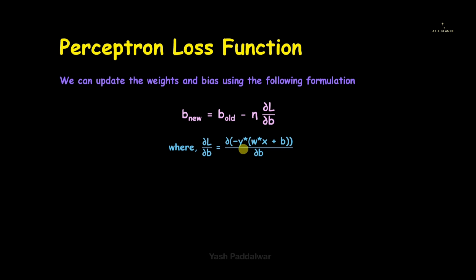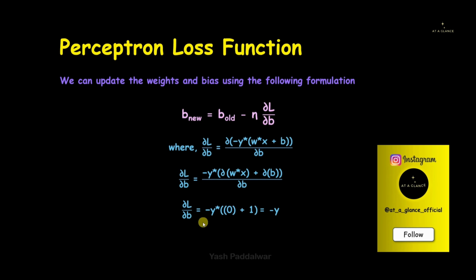Here we are going to find out the partial derivative. That is why all the parameters except b, which are y, x and w, are going to be constant. And therefore we can take minus y out, and inside the brackets we can separately find out the partial derivative of wx and b with respect to b. You can see w into x, both these terms are constant, and we know that the differentiation of a constant term is 0. So it is coming out to be 0. And next, the differentiation of b with respect to b is going to be 1.